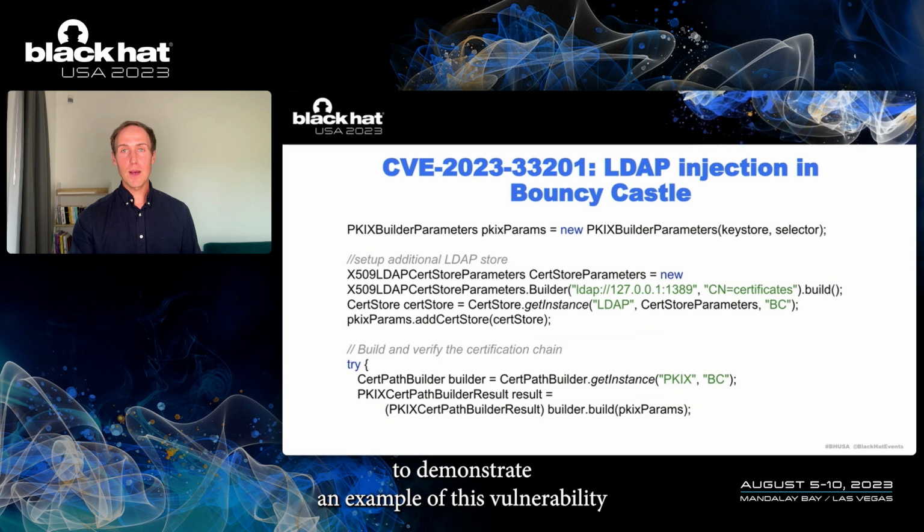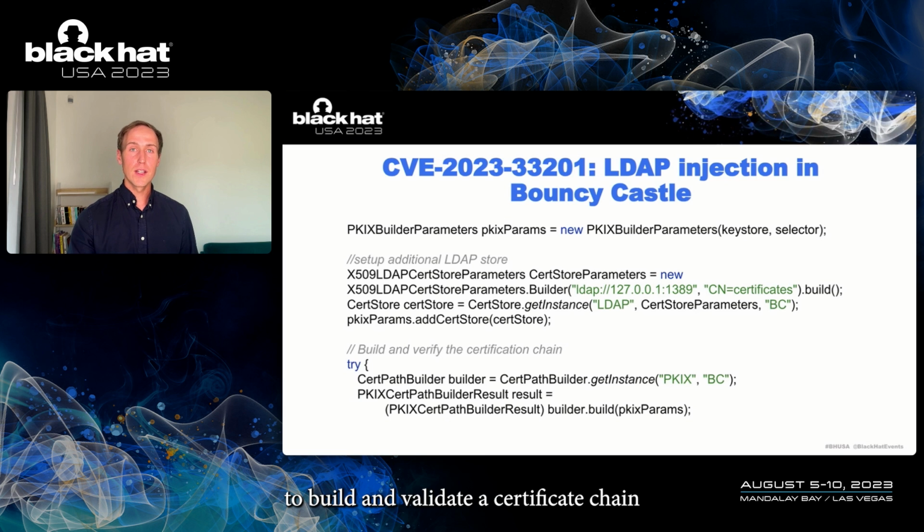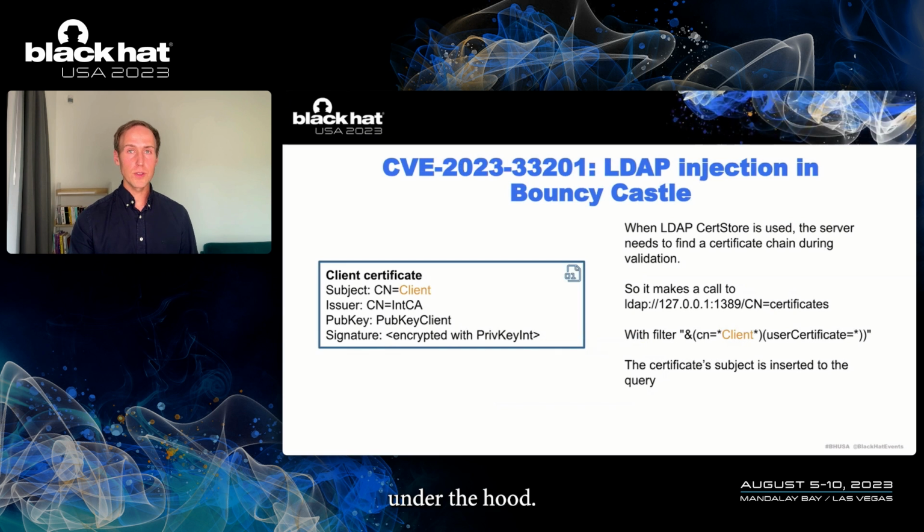To demonstrate an example of this vulnerability, we'll use the LDAP cert store from the Bouncy Castle library. Bouncy Castle is one of the most popular libraries for certificate validation in Java. Here is an example of how you can use this store to build and validate a certificate chain. Under the hood, Bouncy Castle uses the subject field from the certificate to build an LDAP query. The subject field is inserted into the filter and, as you can imagine, without any escaping.